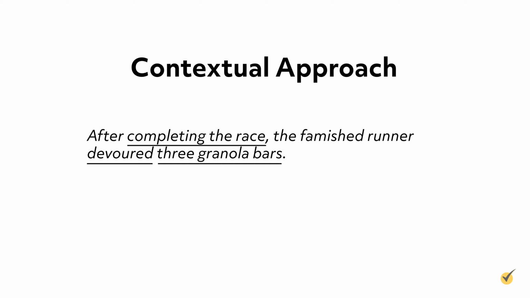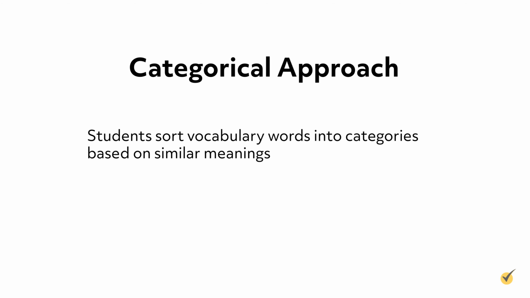Teachers may encourage students to underline context clues in the surrounding text. They may also teach different types of context clues, such as synonym and antonym clues, along with keywords that indicate their presence. In the categorical approach, students sort vocabulary words into categories based on similar meanings.